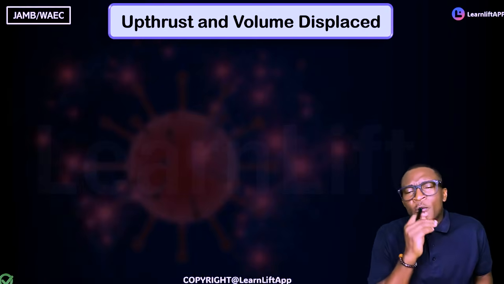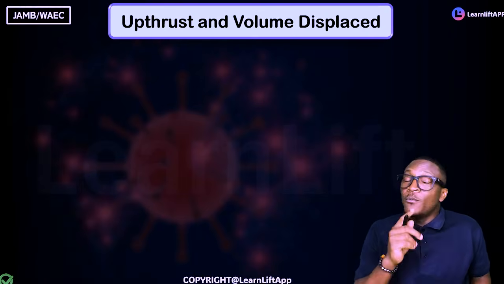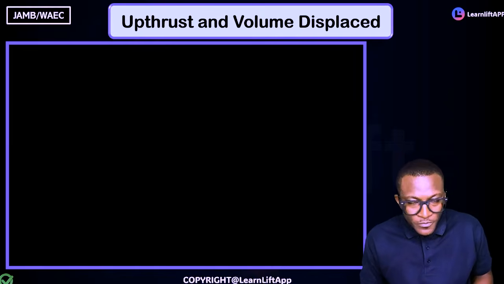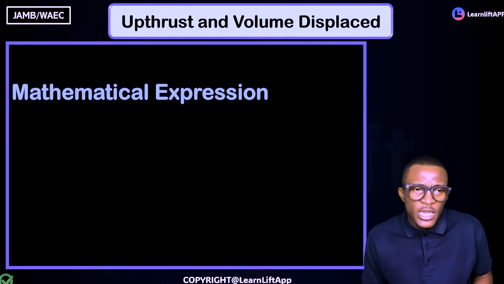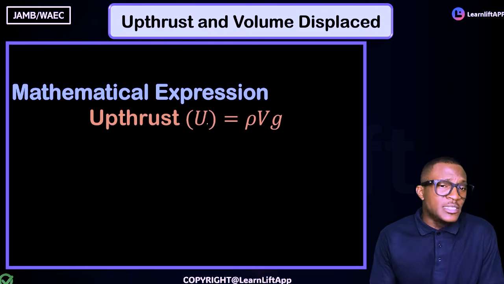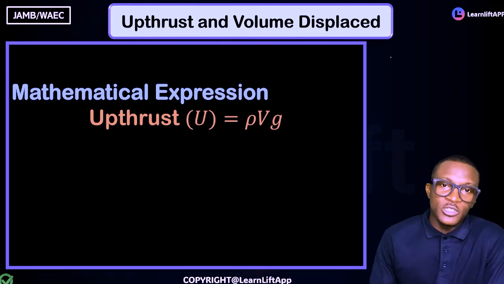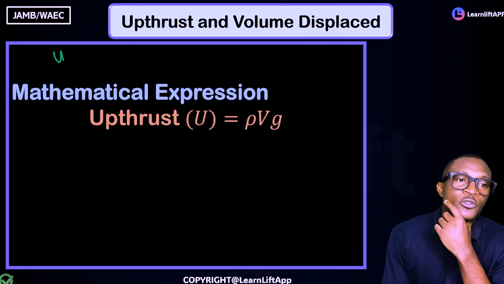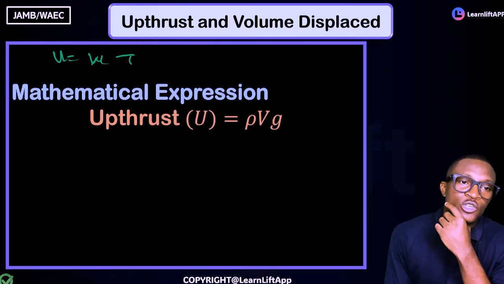Now, from here, there's a constant formula. That formula you still see in front. Let me prove it to you. Take note that mathematically, we can express upthrust. This is the second formula for upthrust. What was the first formula I gave for upthrust? Say that upthrust is equal to weight minus tension.